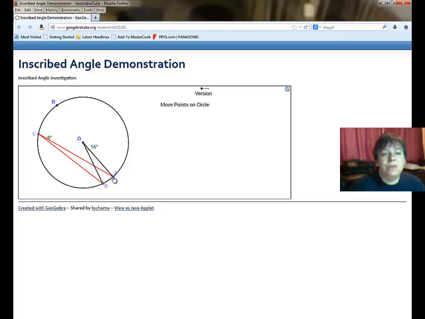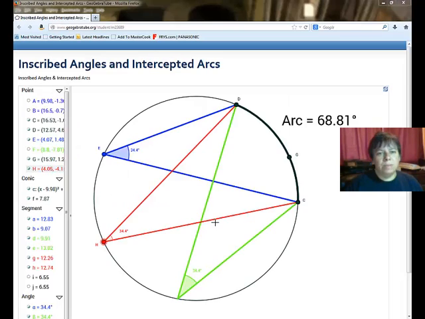So you can see 16 degrees, 8 degrees. I can make a really obtuse angle, 212, 106. And as I move the point along, the angle stays the same. It's just related to how long this arc is. So it doesn't matter where the angle is on the circle. It is always half of this arc.